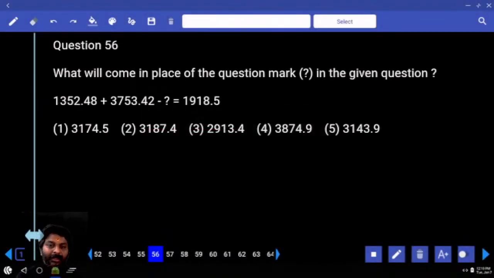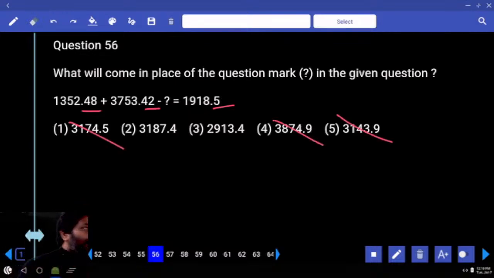Minus x goes to the other side. The right hand side number will come to the left hand side. Is that fine? First, let me verify the number after the decimal. Now 0.48, 0.42, 0.90, minus 0.5, 0.4. Now the number before the decimal. Is there any carry now? 2 plus 3, 5 minus 8. The answer ends with 7.4 only.